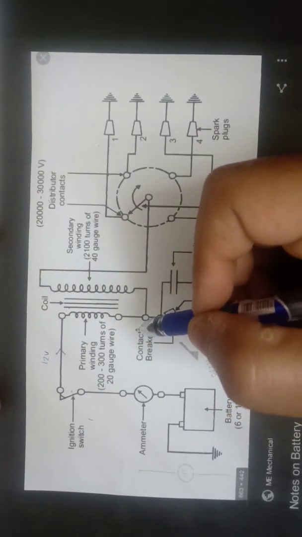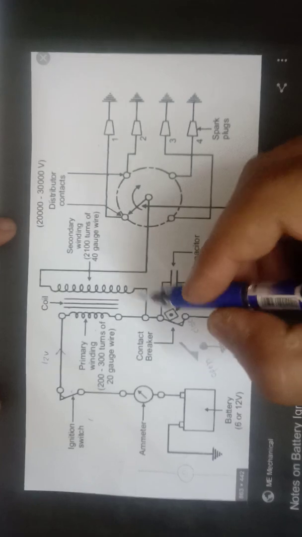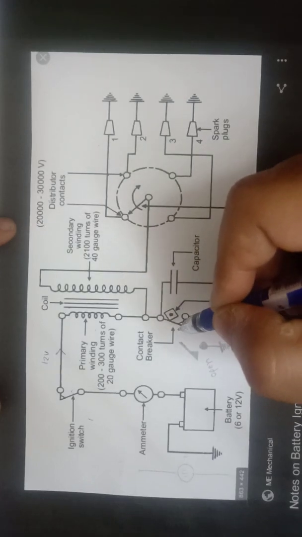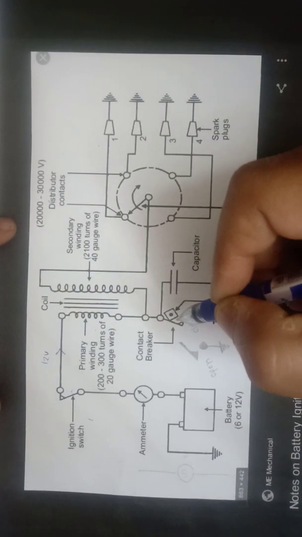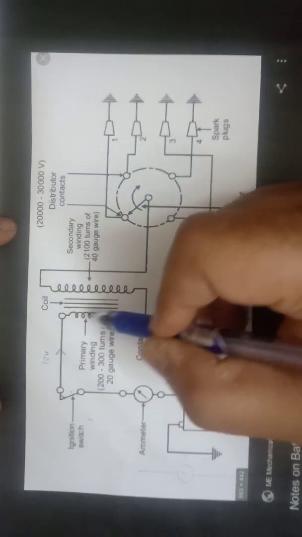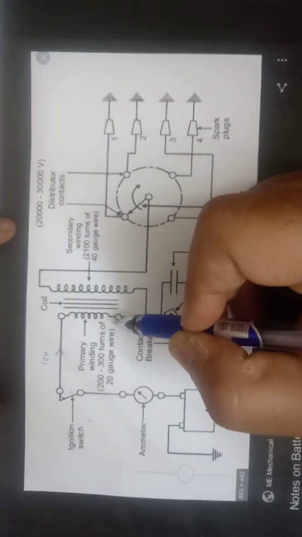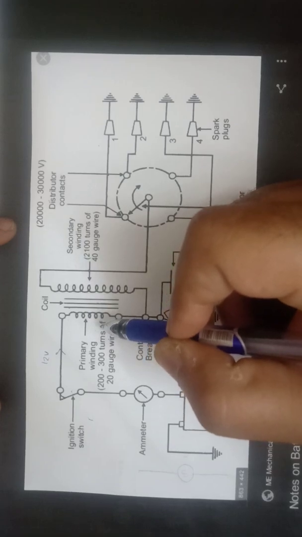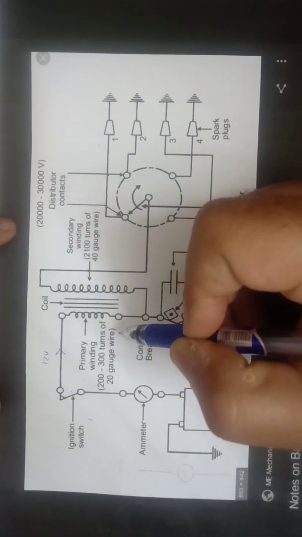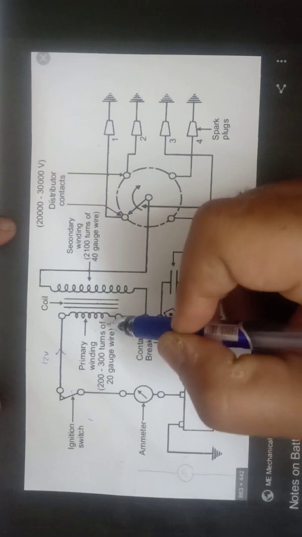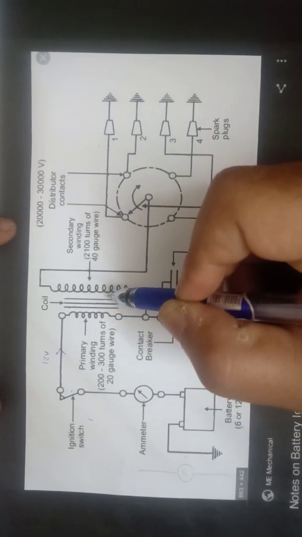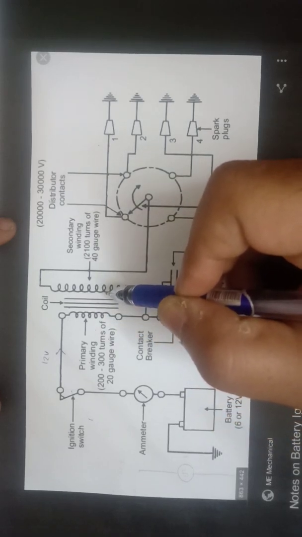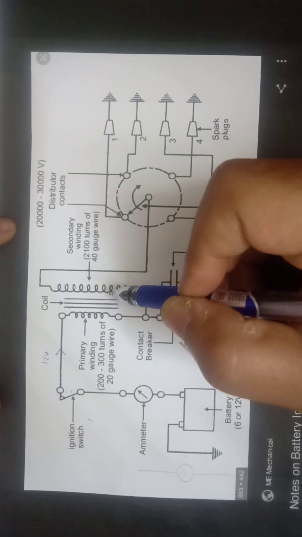Okay, so what happens when this contact breaker point is in the closed position? All the 12 volt DC current will flow through this primary winding. As there is no change or fluctuation in the primary current, there is no output in the secondary coil.